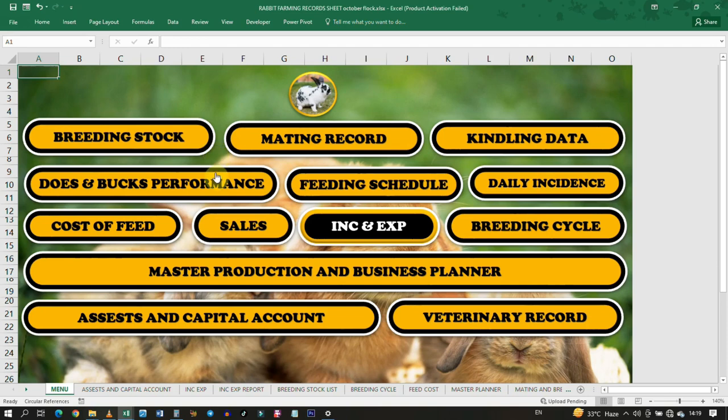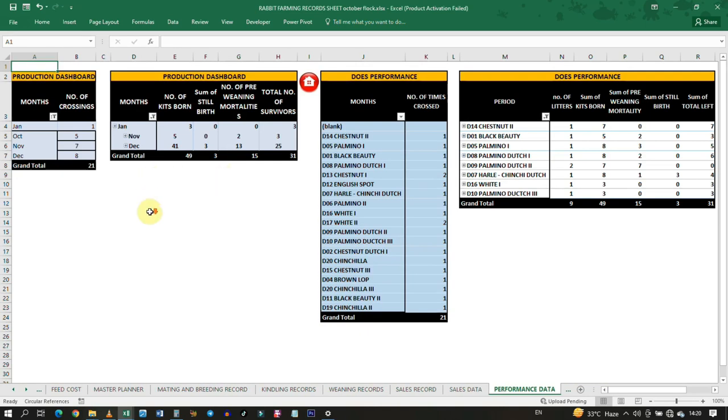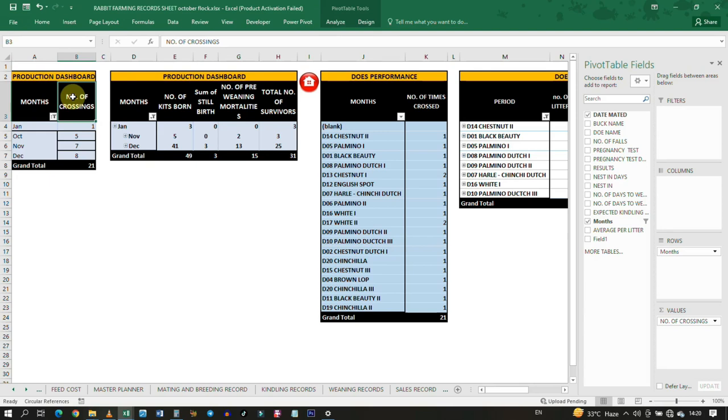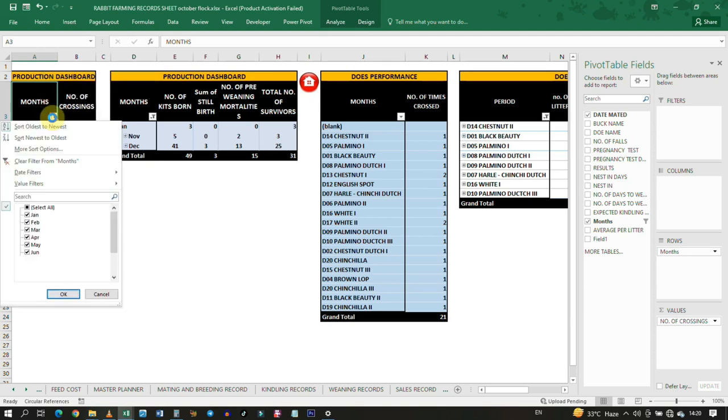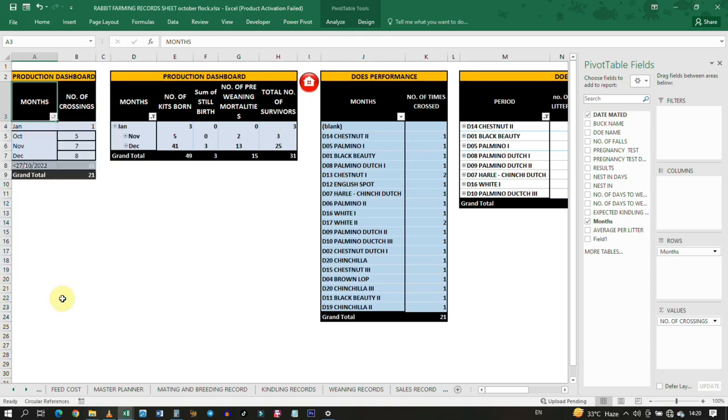Good. So the last thing we want to look at is the does and bucks performance. This is where, as a businessman or business owner, you have to concentrate a lot. So we have the production dashboard, the months, number of crossings. At the end of the day, usually you refresh it after a lot of things have been done. After refreshing this table, click on this. Make sure you select all the months and then click on it.